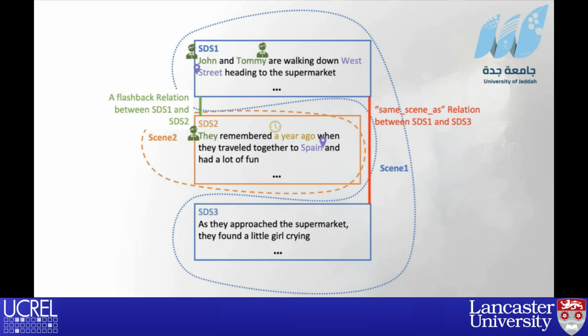Then the third bit of the story says, as they approached the supermarket, they found a little girl crying. So we have the same set of characters, the same time and the same location as the first SDS. So the third SDS is linked to the first SDS through a relation called same scene as. We can say that SDS1 and SDS3 belong to the same scene, scene 1, and SDS2 belongs to a different scene because we have a change in time and a change in location. SDS2 can be linked to SDS1 through a flashback relation.